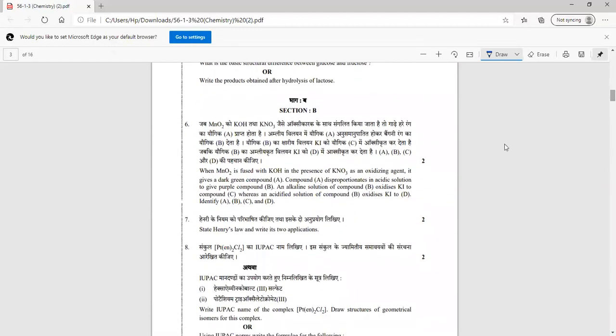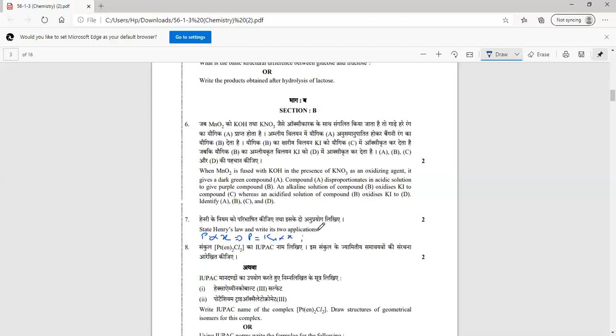Next question is, state Henry's law and write its two applications. So the statement of Henry's law would be that the pressure of any gas dissolved in any liquid is directly proportional to its mole fraction, and it can be written as P is proportional to chi, that is the mole fraction of the gas. This further becomes P is equal to Henry's law constant into X.